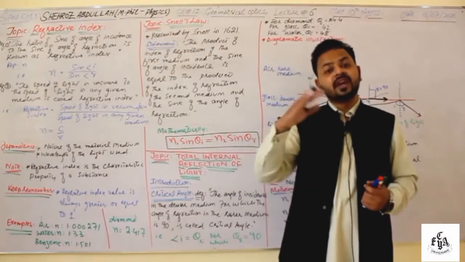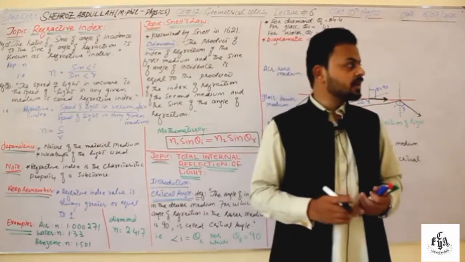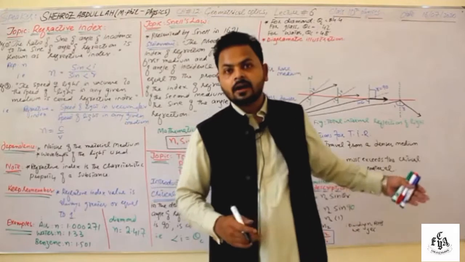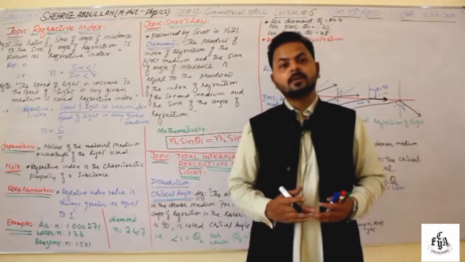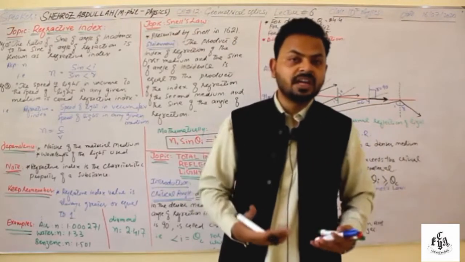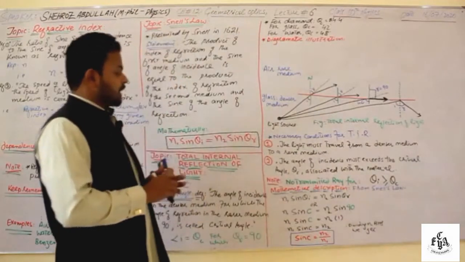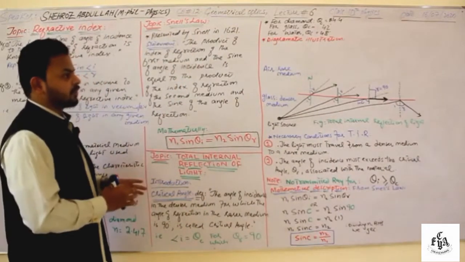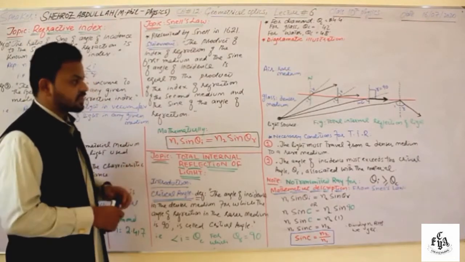It bends away from the normal. Total internal reflection is dependent upon that rule. When a ray of light enters from a denser medium to a rare medium, it bends away from the normal. Now look, before going further with refractive index, we need to understand what is critical angle.